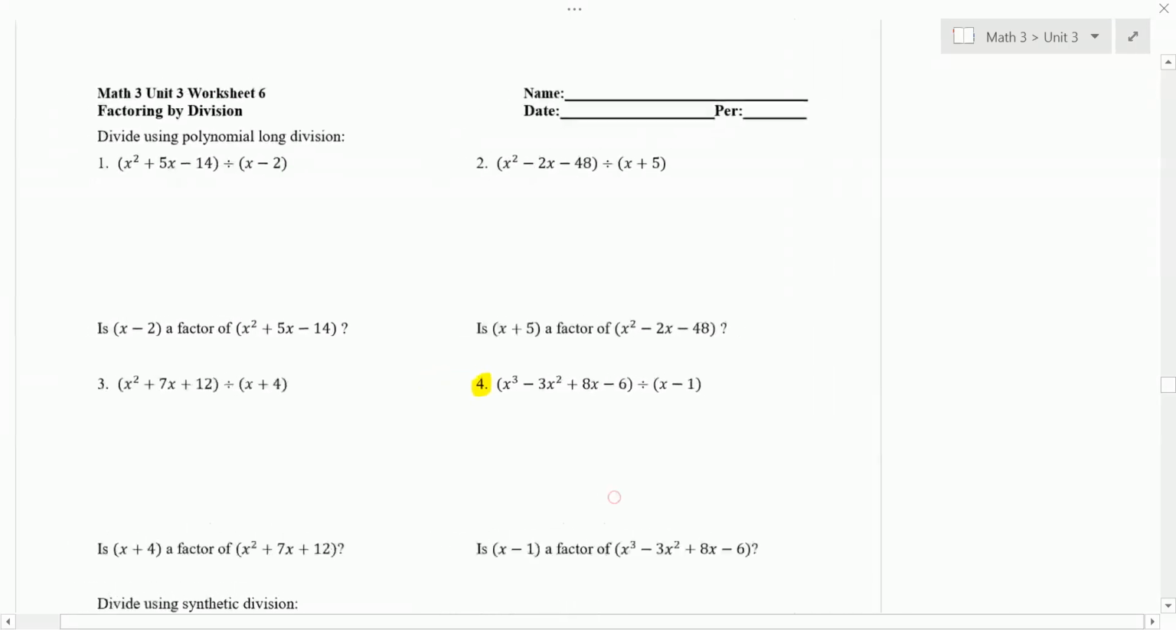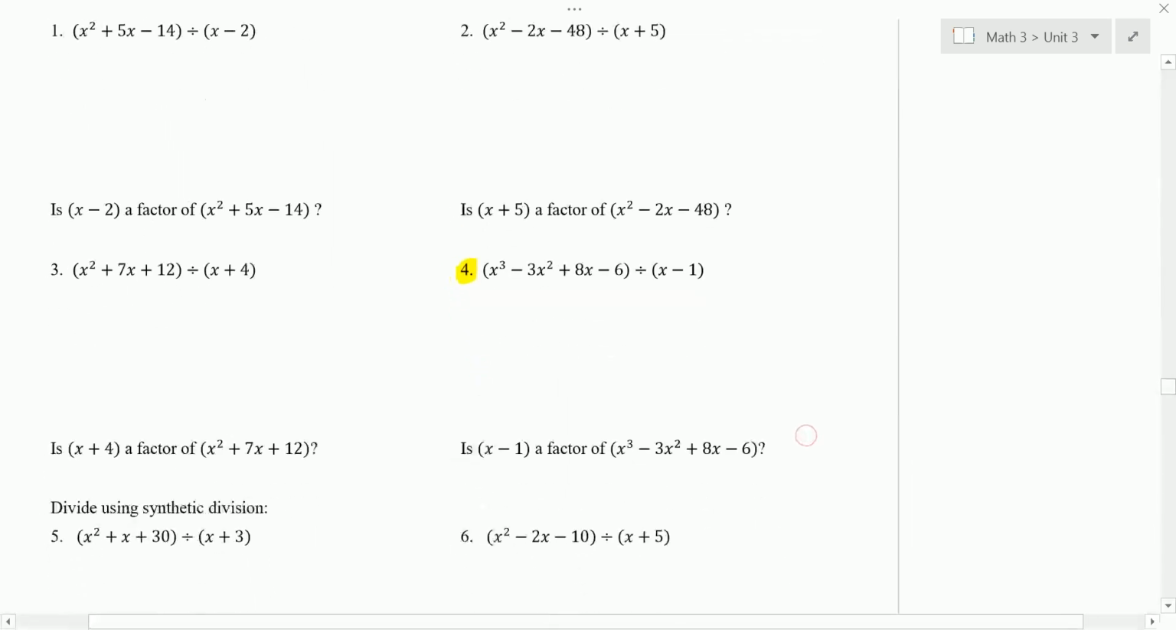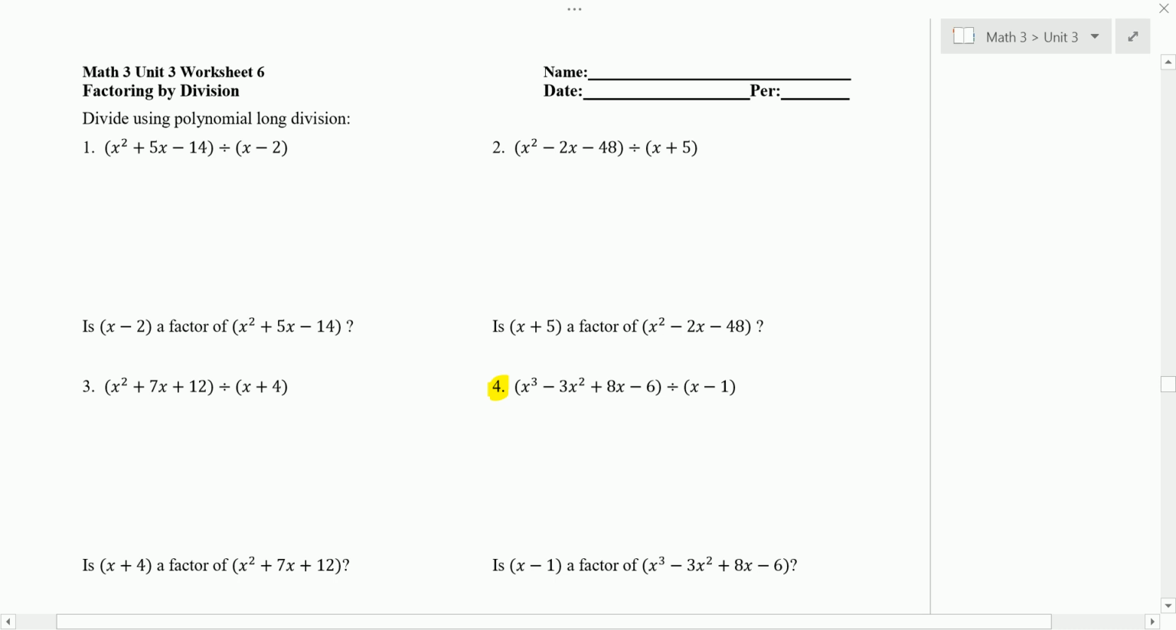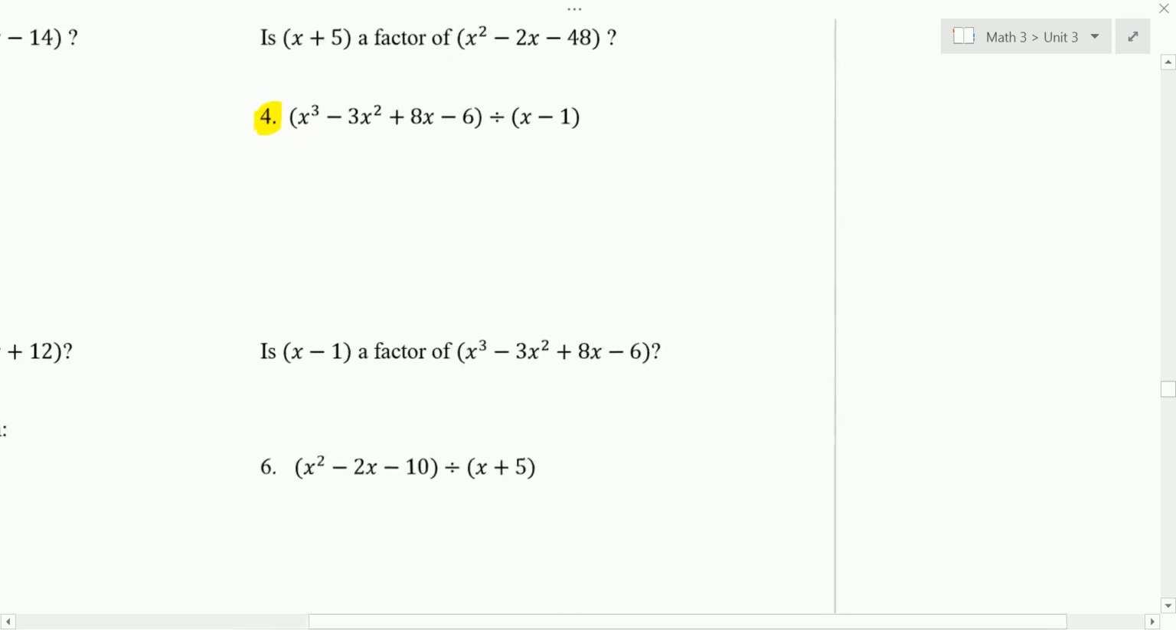I'm going to go through a few problems from the Math 3 Unit 3 Worksheet 6, factoring by division, and I'm going to start with number 4. Here we're asked to divide using long division. So I'm going to do that.